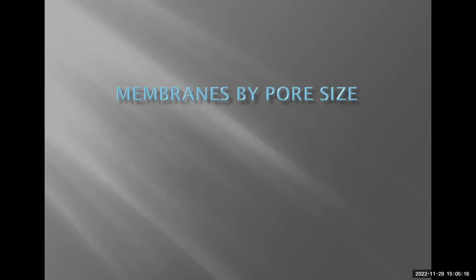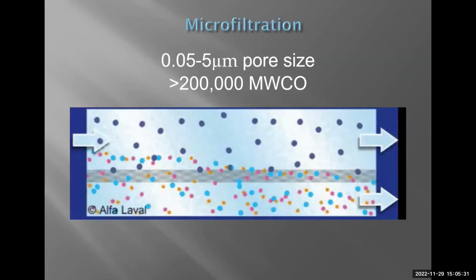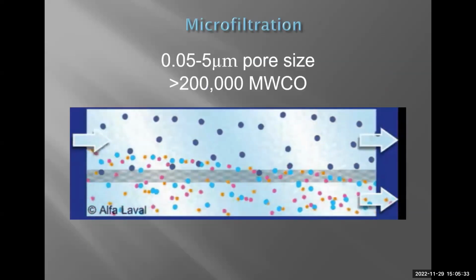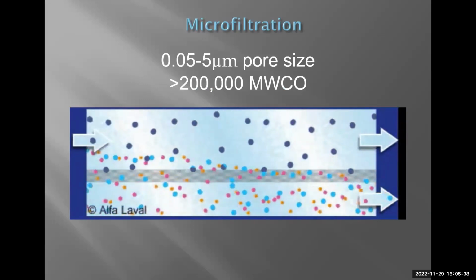Now we're going to talk a little bit about membrane pore size. There are 4 basic membrane pore sizes, starting with the tightest, which is reverse osmosis, then going into nanofiltration, ultrafiltration, and then the largest pore size would be microfiltration. Microfiltration is typically between 0.05 and 5 micron on a pore size, which is usually greater than a 200,000 molecular weight cutoff. Microfiltration is typically used for debris or cell removal, and proteins, sugars, and salts will typically pass through the membrane into your permeate.